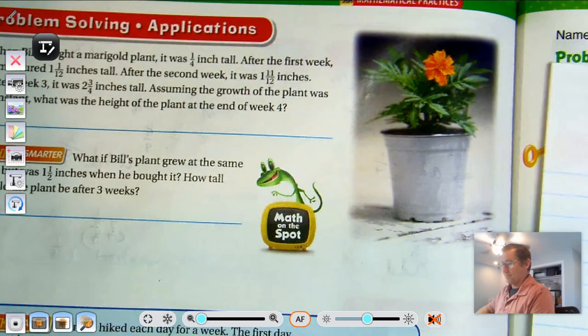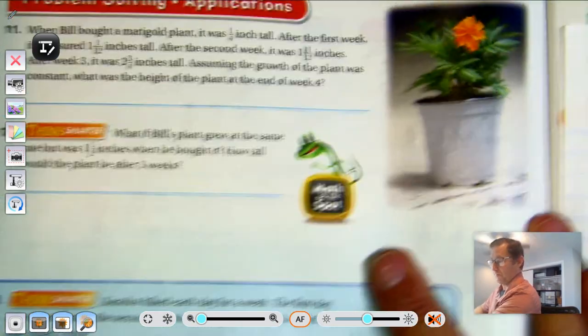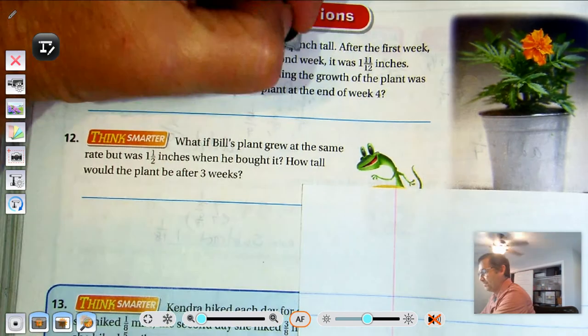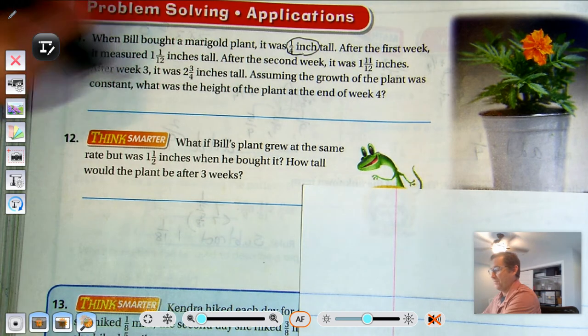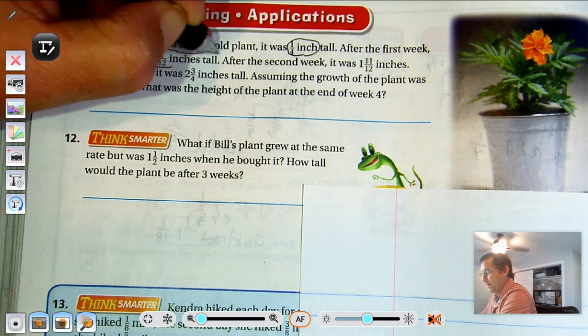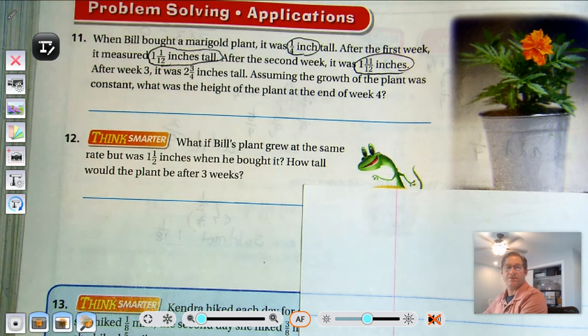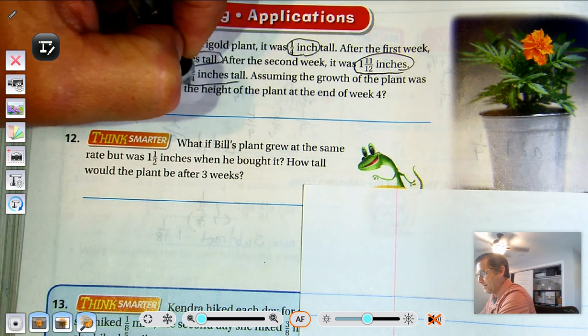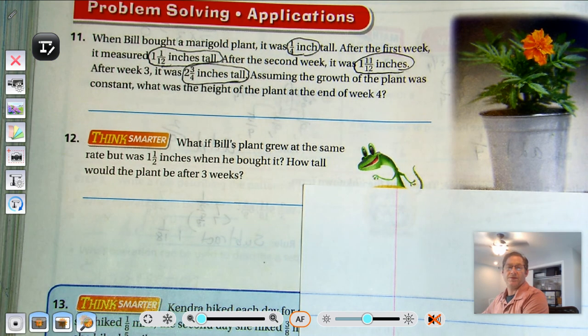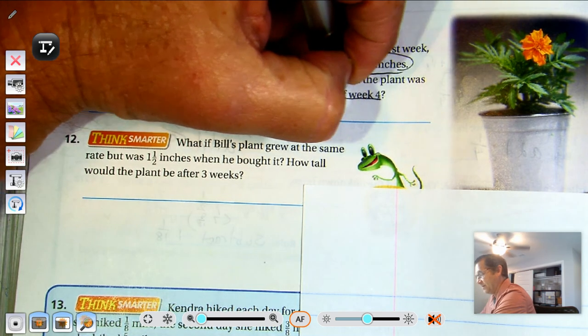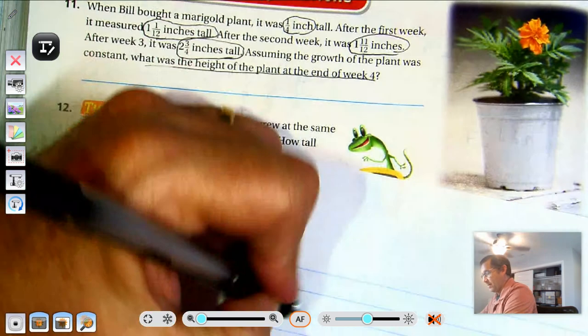290. When Bill bought a marigold plant, it was 1/4 inch tall. After the first week, it measured 1 and 1/12 inches tall. After the second week, 1 and 11/12 inches. After week 3, 2 and 3/4 inches tall. Assuming the growth of the plant was constant, meaning the same, what was the height of the plant at the end of week 4?